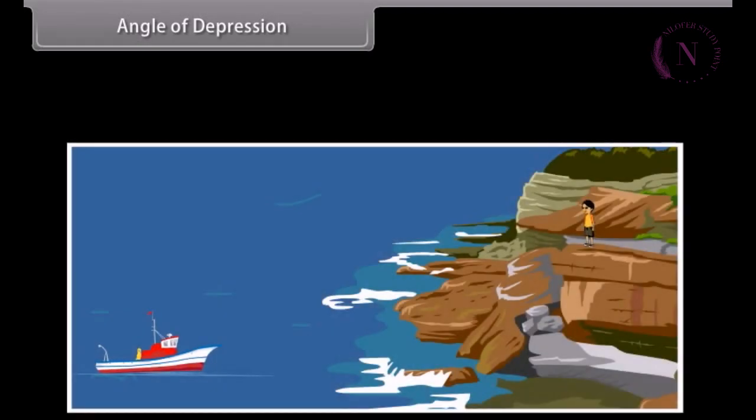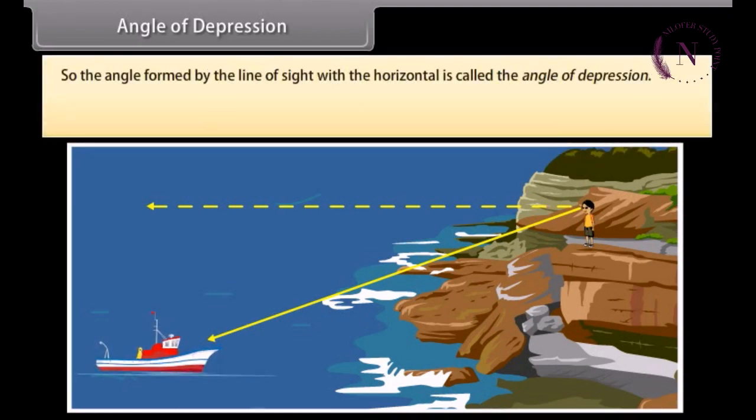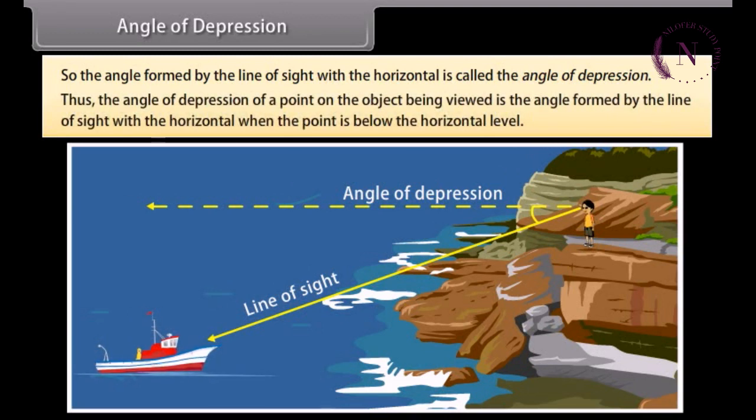Angle of depression. Now consider the situation when a boy is standing at the cliff and is looking down at the boat. Here the line of sight is below the horizontal level. So the angle formed by the line of sight with the horizontal is called the angle of depression. Thus, the angle of depression of a point on the object being viewed is the angle formed by the line of sight with the horizontal when the point is below the horizontal level.